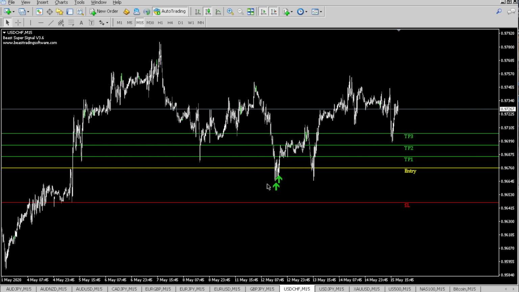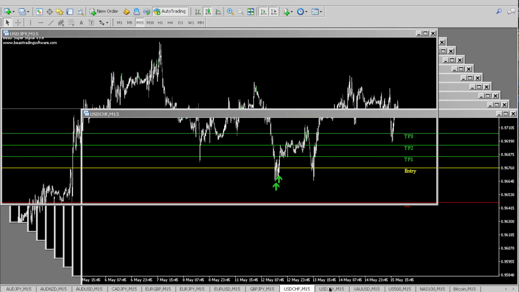Moving forward, we have the US dollar and Swiss franc. Only 2 signals this week, both of them buys, but both of them easily took out our take profit 3. So 2 very nice signals there.